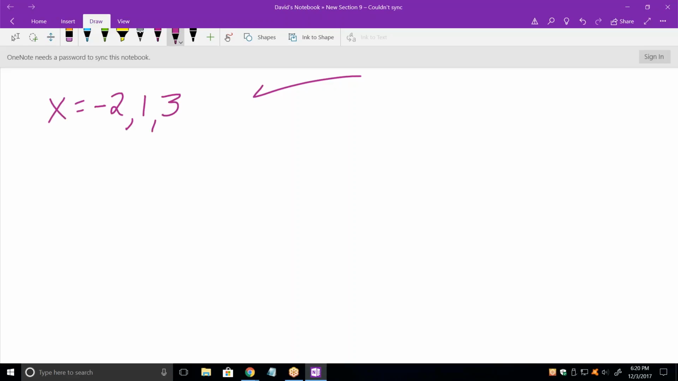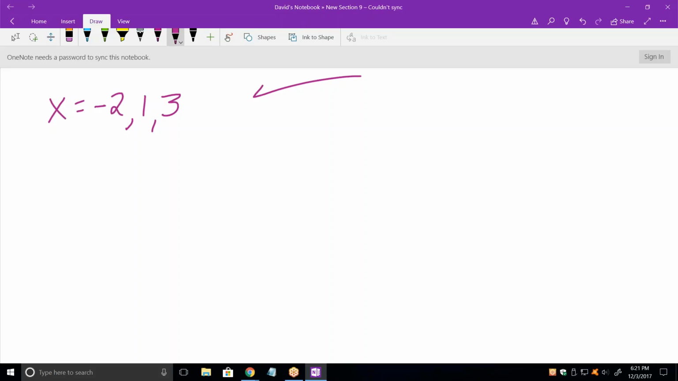What kind of polynomial are we looking at? What degree? How many zeros do we have? 3. So it would be a third degree polynomial. Now, by giving us the zeros, it's actually telling us what the linear factors of that polynomial are.